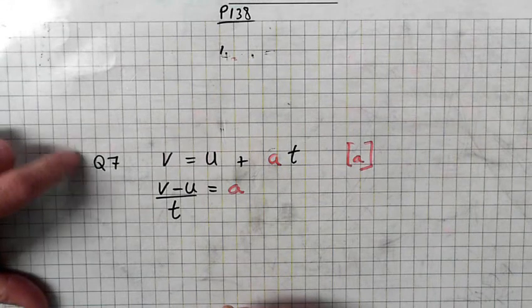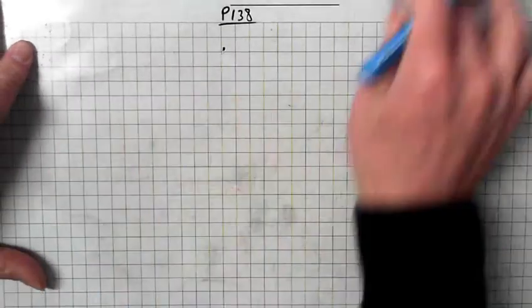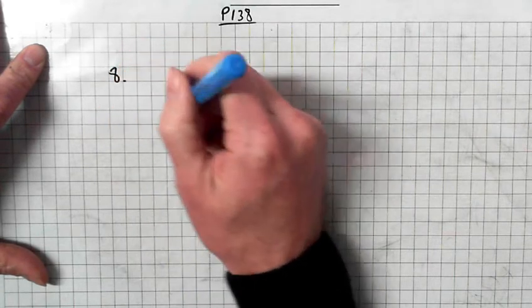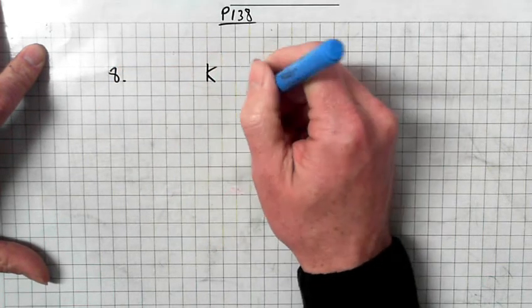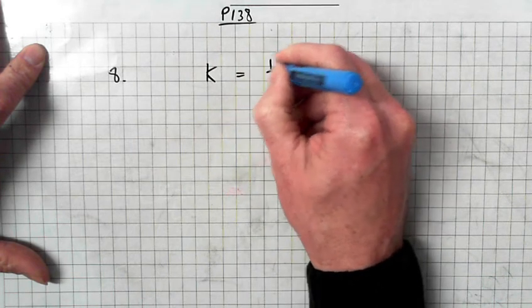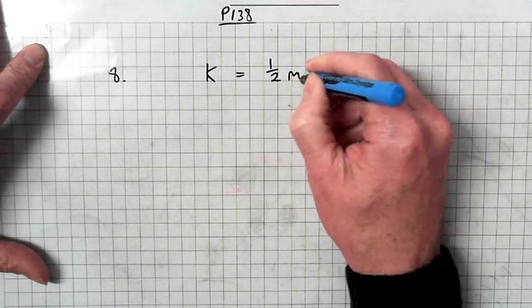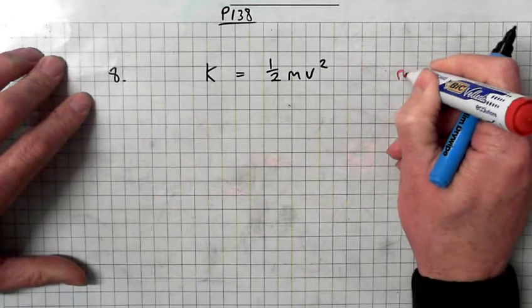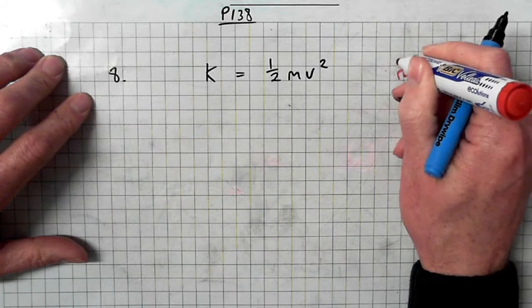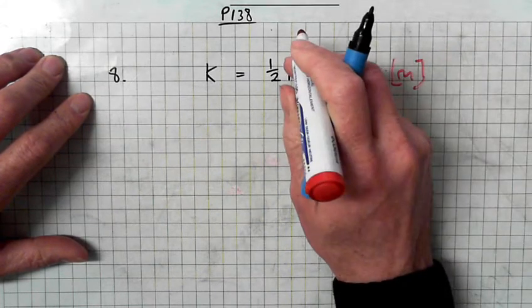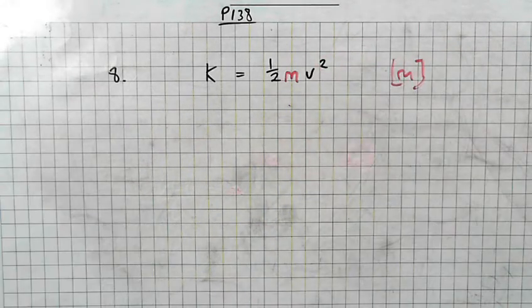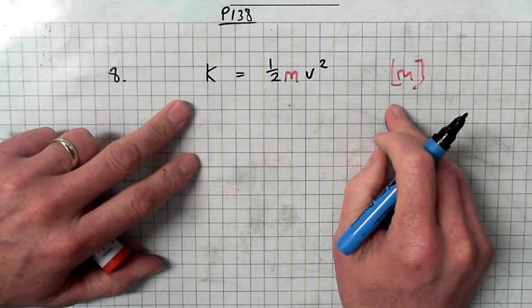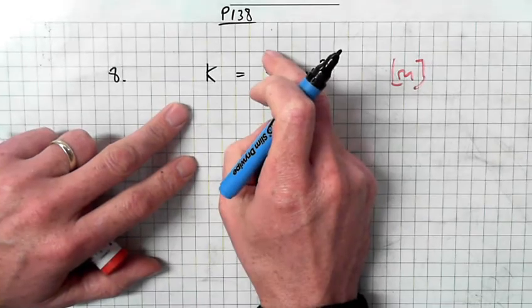And the other formula that's used in physics is this one here. Question 8. Kinetic energy. Half mv squared, and you have to make m the subject of the formula. So m is mass, mass times velocity squared.